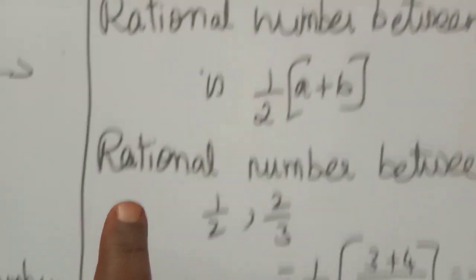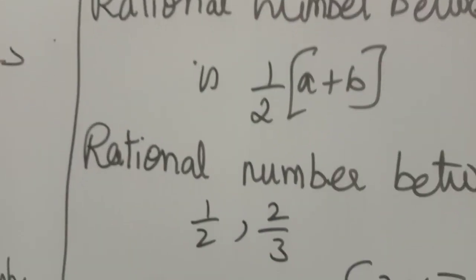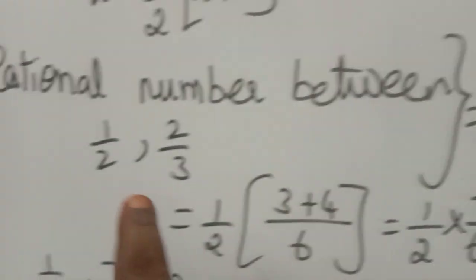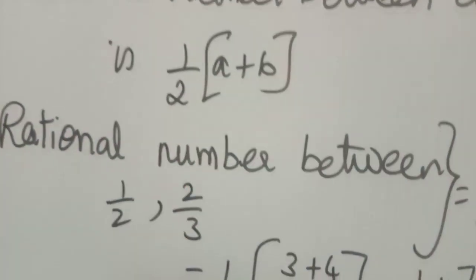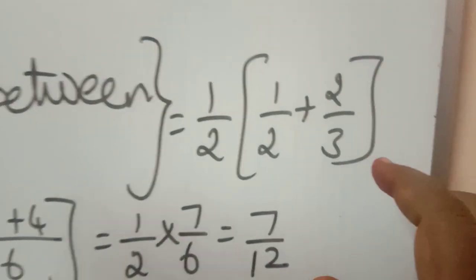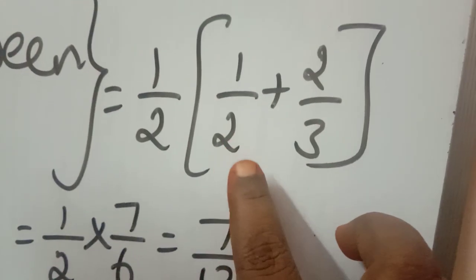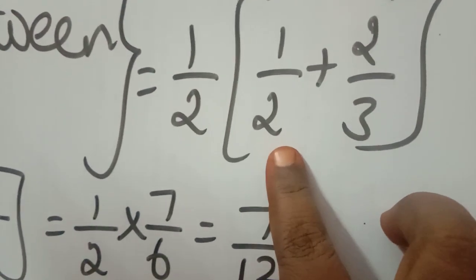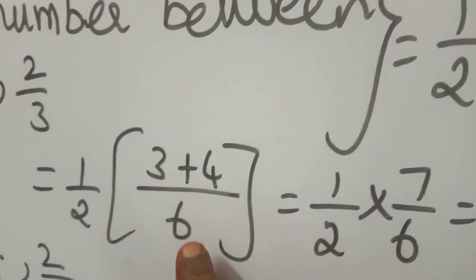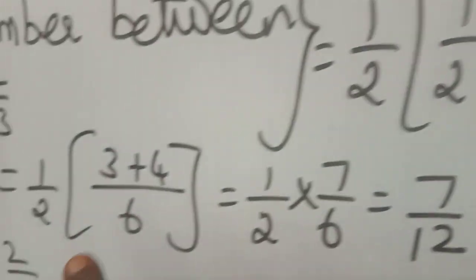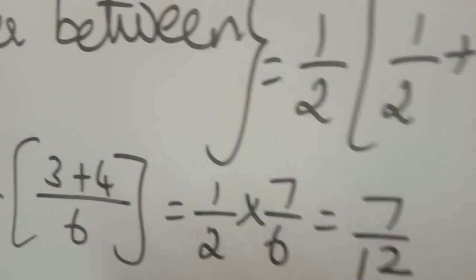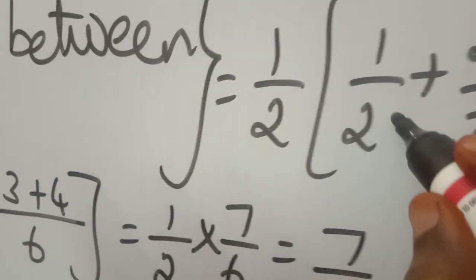In our question they asked for any 2 rational numbers between 1 by 2 and 2 by 3. So half into, in the bracket, we have to add these 2. That is the formula: 1 by 2 plus 2 by 3. Now add these 2. For addition or subtraction of 2 fractions, we have to take the LCM. LCM of 2 and 3 is 6. Here compare this 6 and 2. We have to multiply by 3 to get 6 in the denominator.